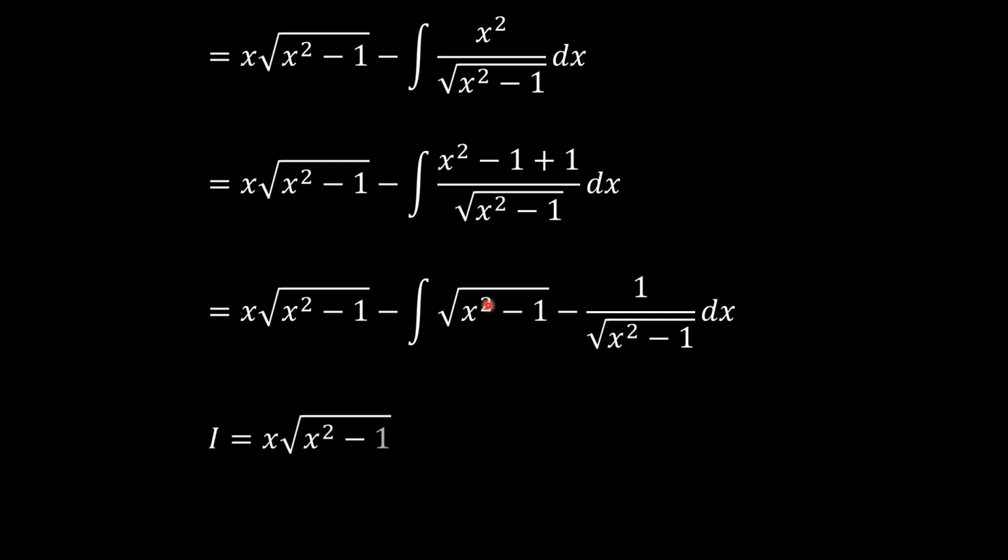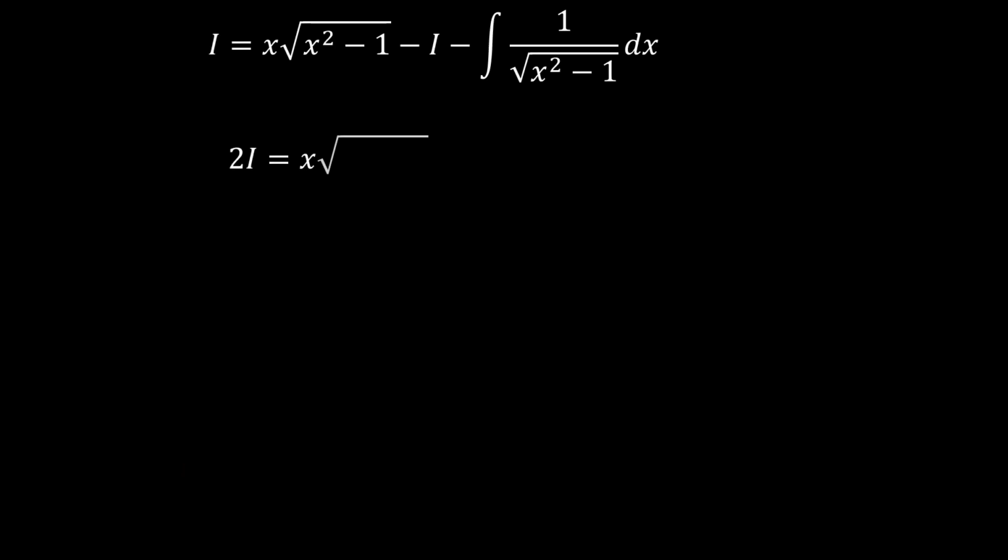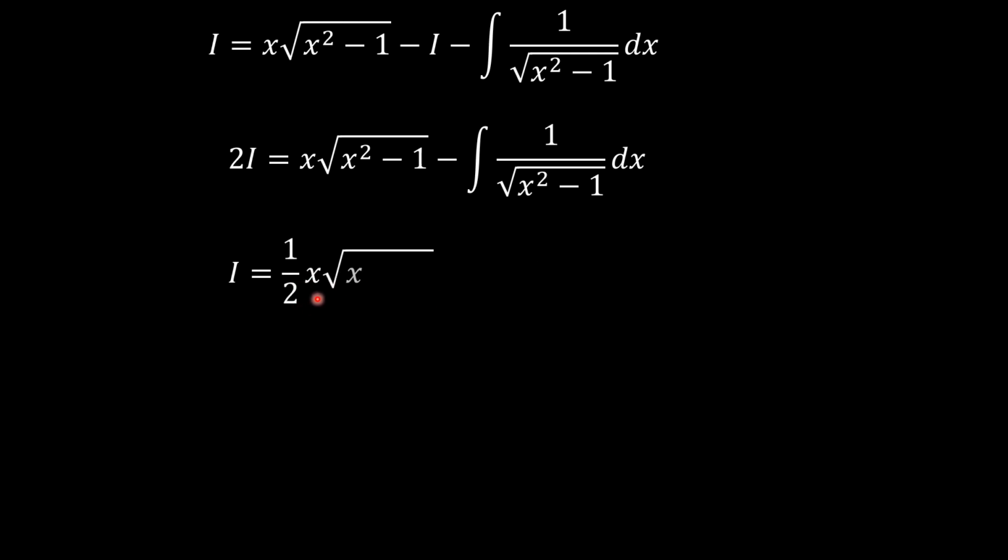So this here is the same as I, where we started from, and on the left hand side we choose to have I as the initial integral, and you bunch that up so that you have 2I is equal to x times the square root of x squared minus 1 minus the integral of 1 over the square root of x squared minus 1, so that I is the same as half of x times the square root of x squared minus 1 minus a half the integral of 1 over the square root of x squared minus 1. So this is a famous integral.